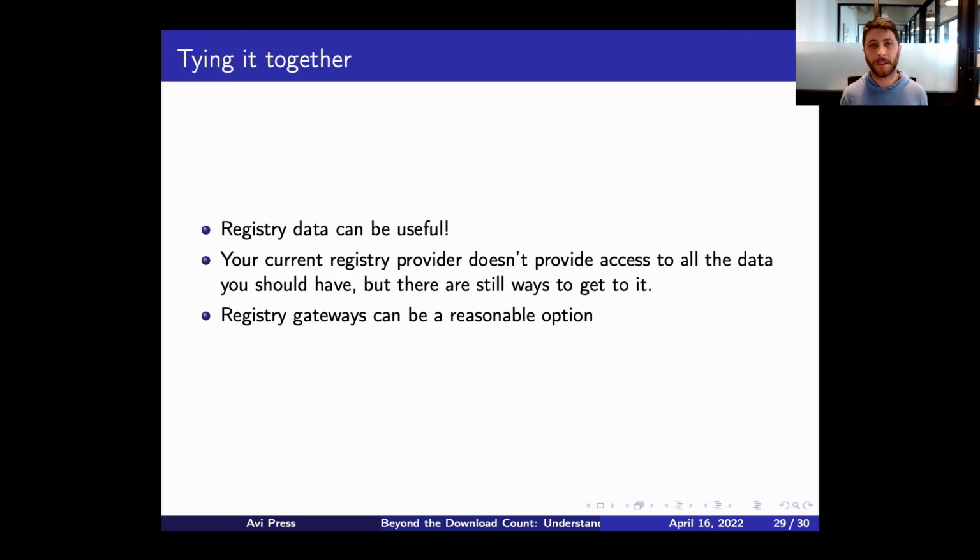So to tie this all together, one of the main points I'm trying to make here is that registry data can be very useful. You can better understand how your software is being used, understand where you might have commercial opportunities, understand how you can maintain your software in the most proactive fashion. Your current registry provider does not provide access to all the data that you should have, but there still are ways to get to it. And short of hosting your own registry, hosting a registry gateway can also be a reasonable option. You can build one yourself pretty easily, or you can use other free ones like Scarf.